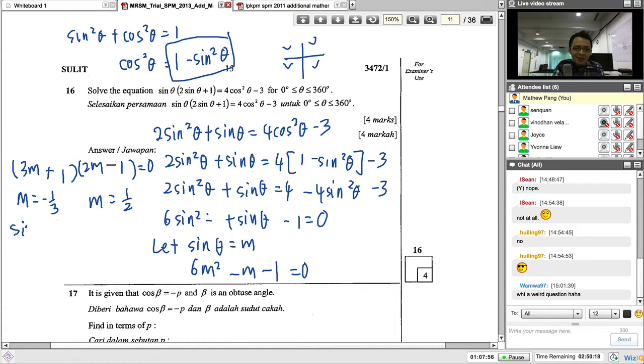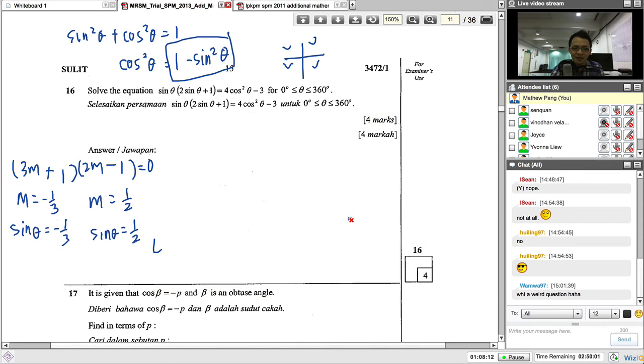So therefore, my m is sine angle, right? Equal to negative 1 over 3, and then my sine angle will equal to 1 over 2. Alright, so I solve 1 over 2 first, because 1 over 2 looks simple. But I'm going to erase all this, so I hope you still remember how to solve all this. If you can't do it, just watch the replay. I will upload the video after this one is done. So I'm going to solve sine angle equal to 1 over 2 first.